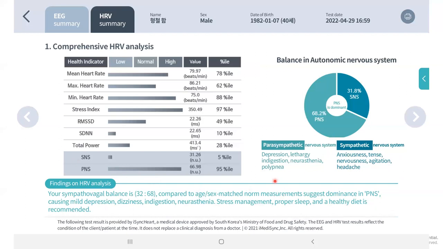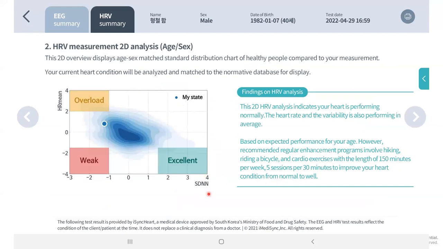We can combine these parameters and we can find the three different areas: excellent autonomic function area, overload area, and finally very weak area. In this case, very close to the overload area because the heart rate variability is only 10th percentile. The heart rate variability is good as large as possible. In this case, only 10th percentile.